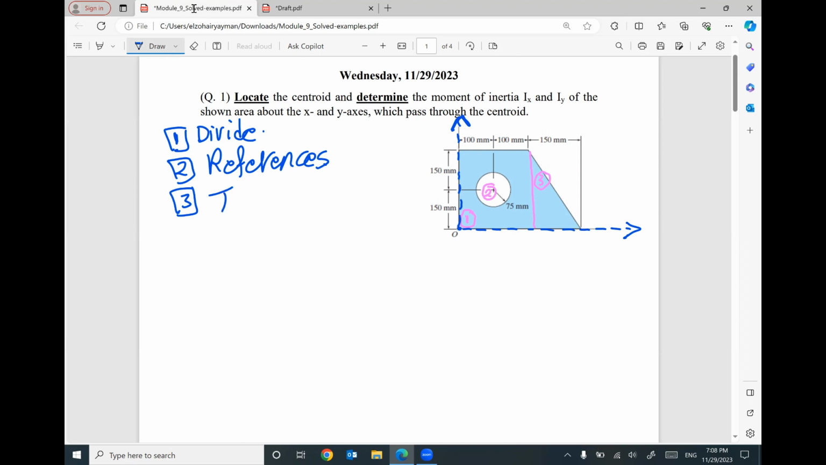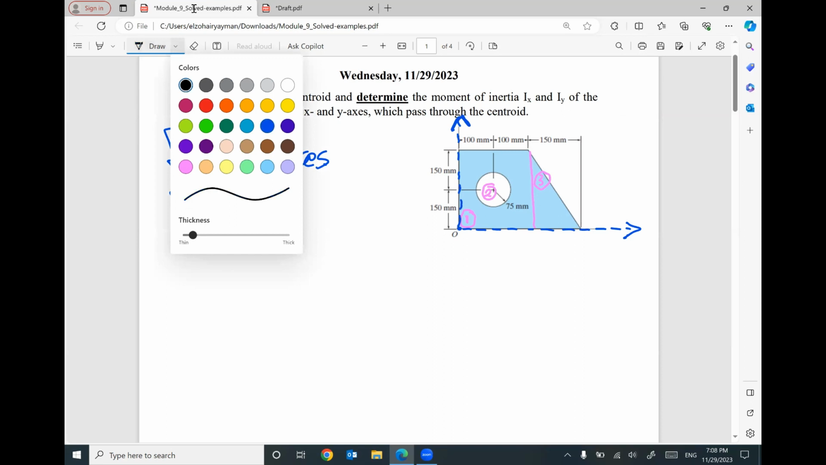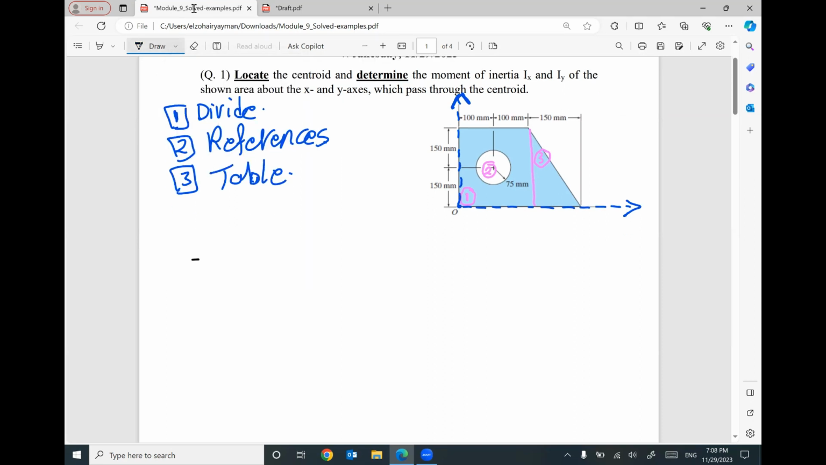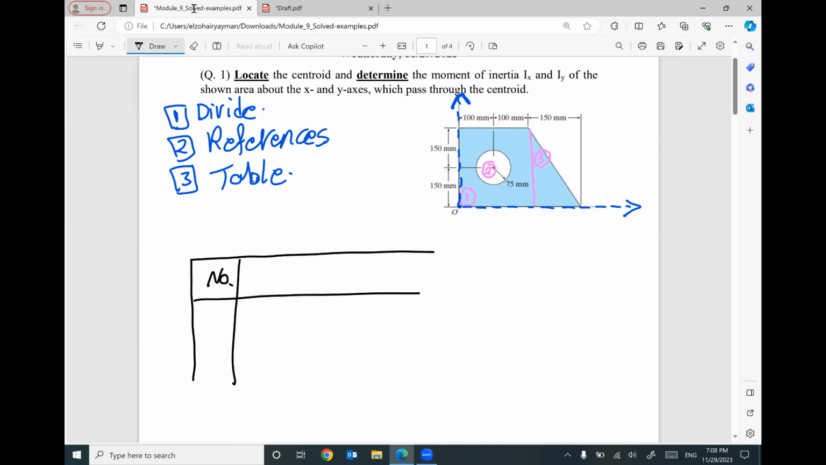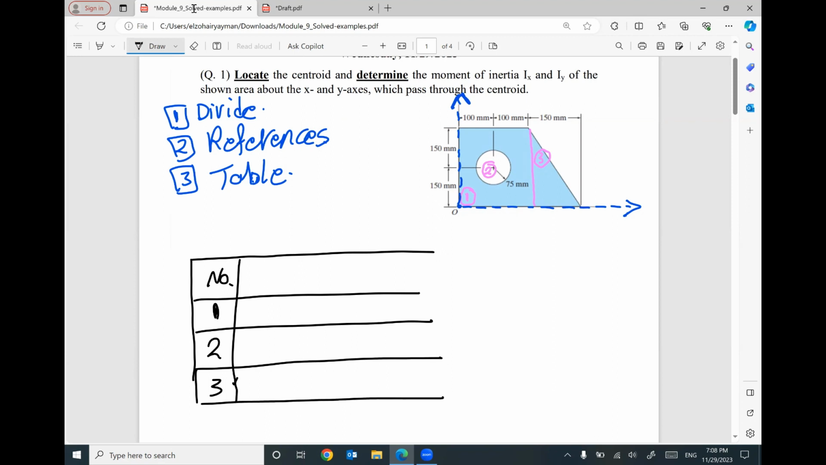Step number 3, I will set up my table. To set up your table, I will build up my table here. The first column, how many parts do you have? We have part number 1. We have part number 2. We have part number 3. What is the area of each part?